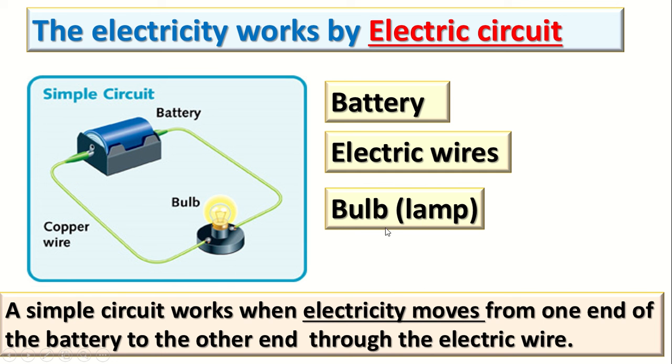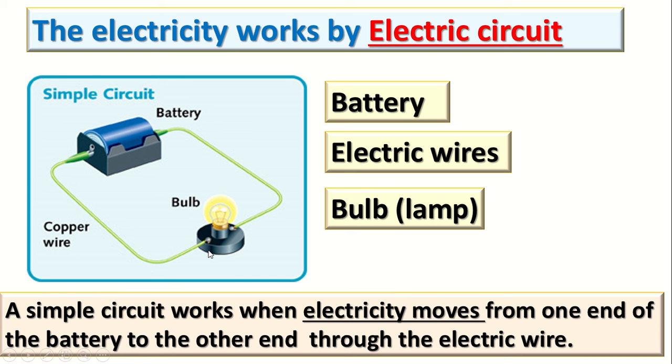Repeat after me. Bulb. Bulb means lamp. So I need three things: battery, the source of electricity; electric wires, the electricity will move inside it; and the bulb, which will work by electricity. Again, battery, electric wires, and bulb. Here is the battery, and here are the electric wires, and here is the bulb.